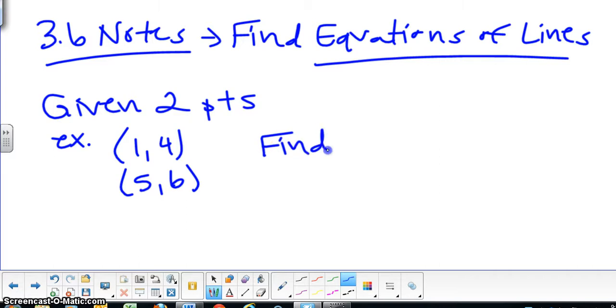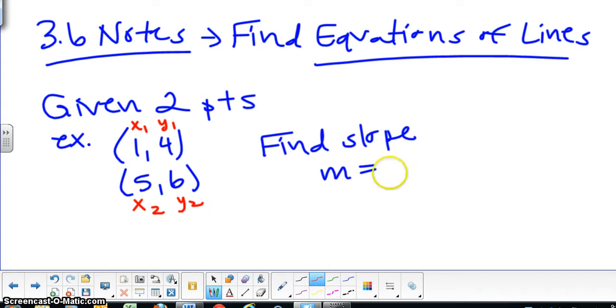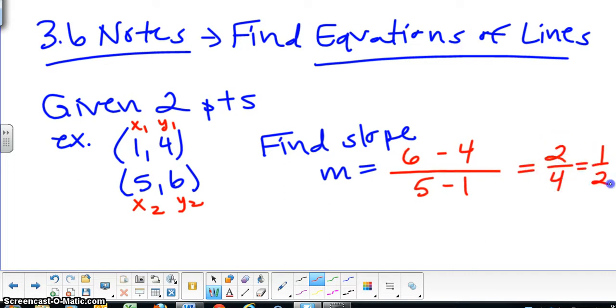Okay, so just in our previous ones, the same exact way. M, and then this would be our first order pair, and this is going to be our second order pair. And when you find the slope, we're going to do the change in y. So 6 minus 4 over 5 minus 1. So we get 2 over 4, which then reduces to 1/2.